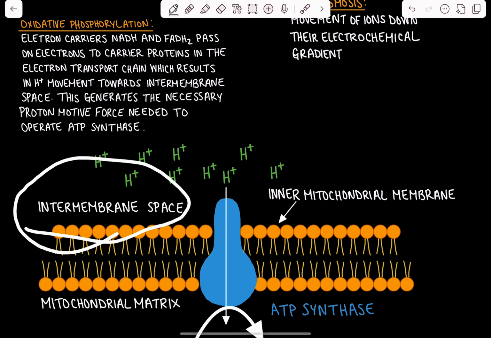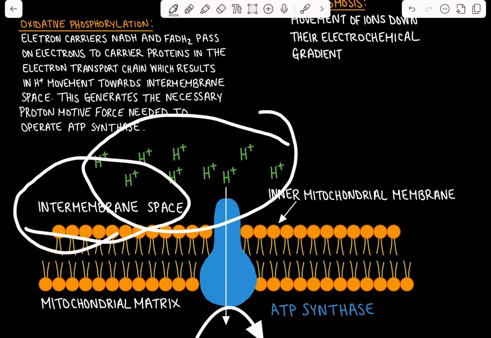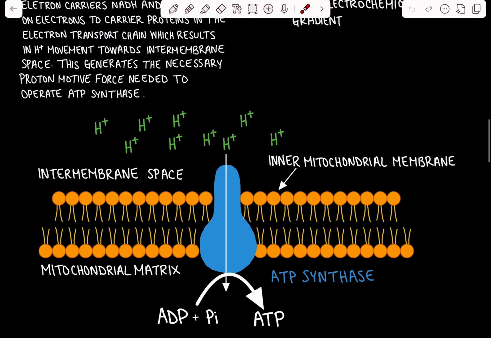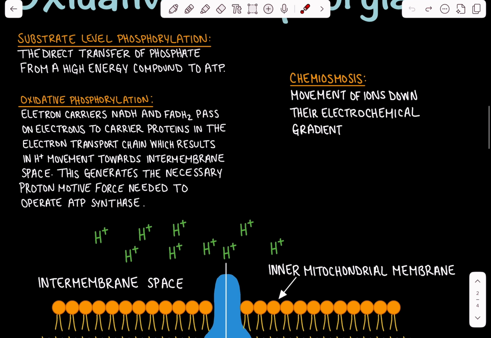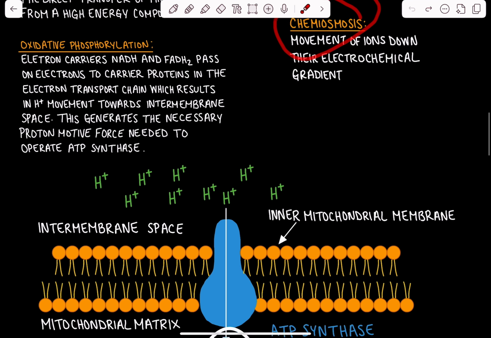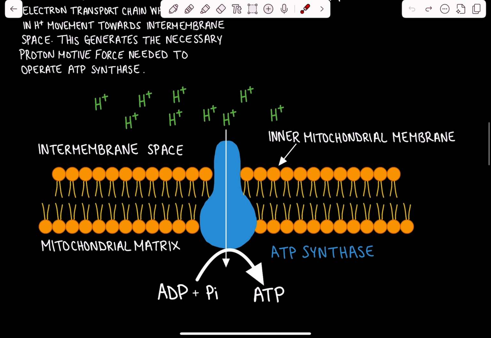Now, when we pumped protons into the intermembrane space, we created this electrochemical gradient because there's more protons within that intermembrane space, and there's less positive charge in the mitochondrial matrix. Now, oxidative phosphorylation and chemiosmosis is the process in which we utilize this electrochemical gradient to create ATP.